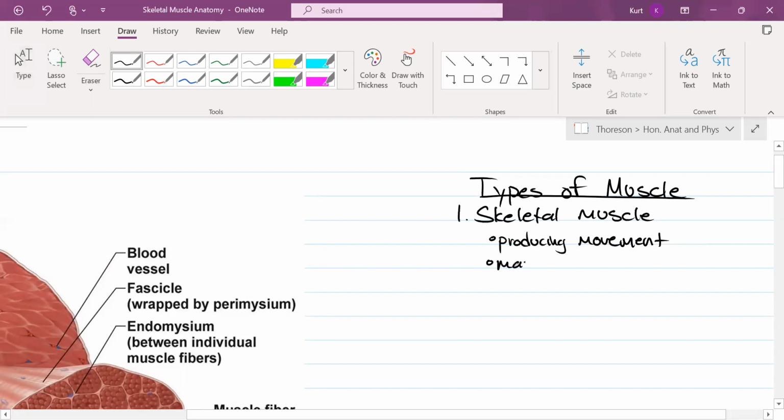Skeletal muscle helps you maintain your posture and body position.